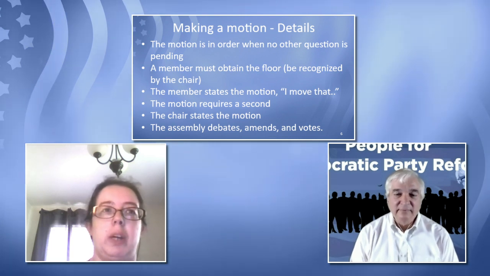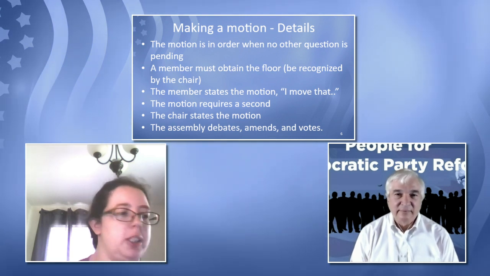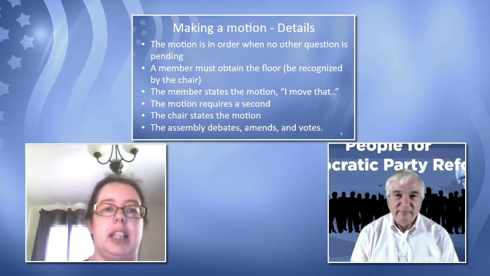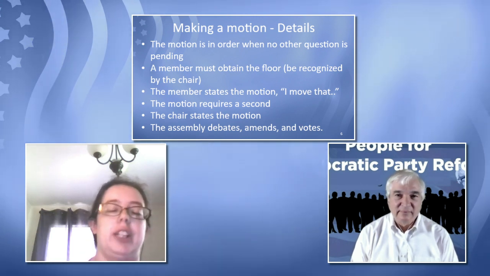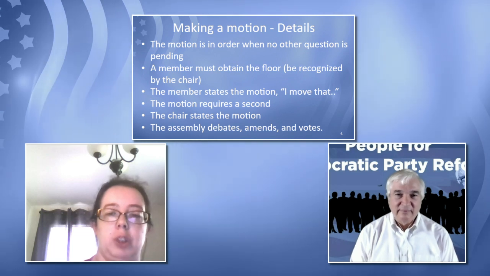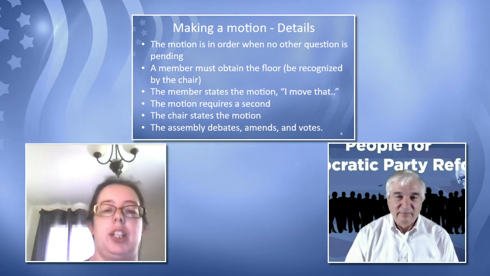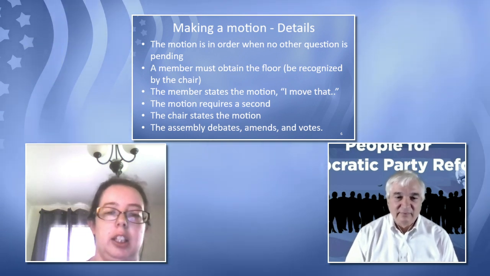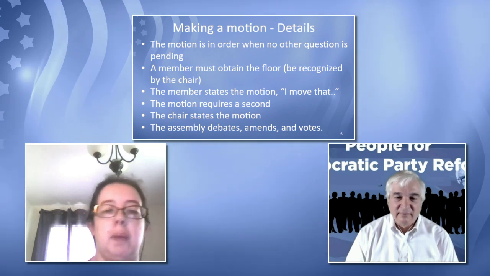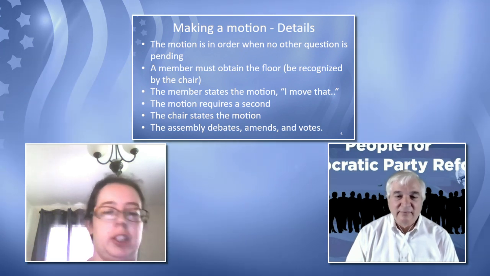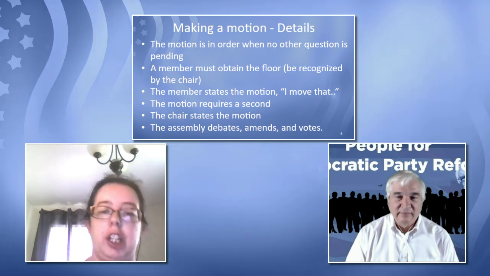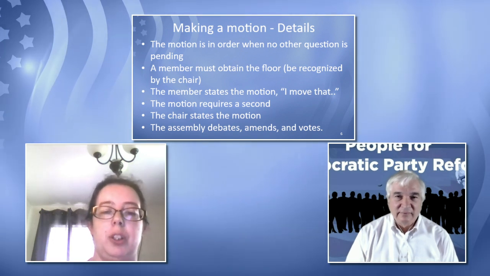Almost always the motion requires a second. So another member in the room needs to say, they can just shout out that they second it. You don't have to agree with the motion. You just have to think that it needs to be discussed. So here's the key part. The member has made their motion. It's been seconded. Now the chair states the motion to the group.